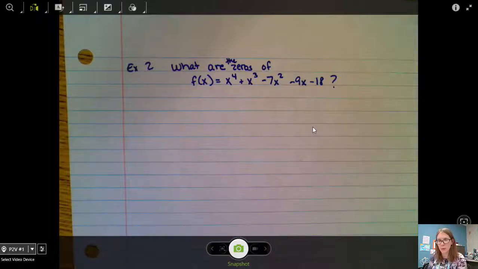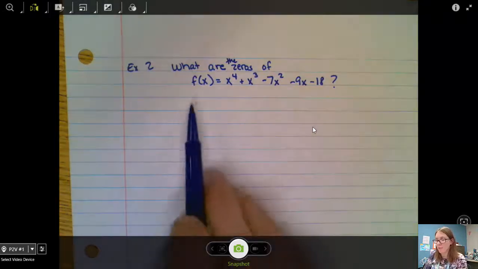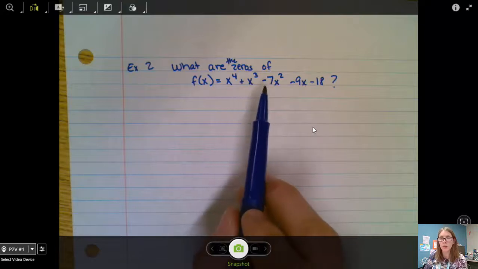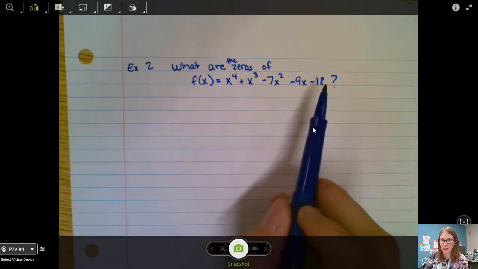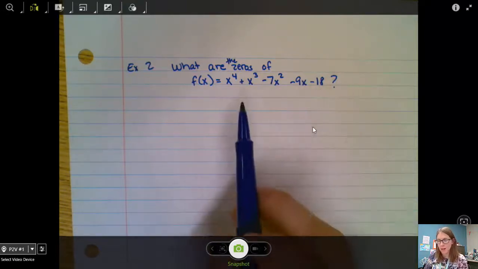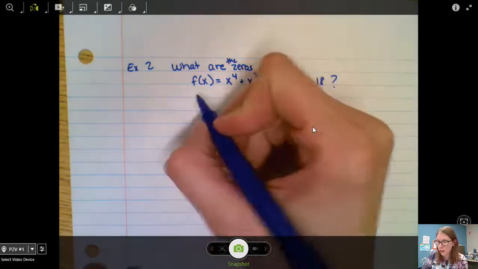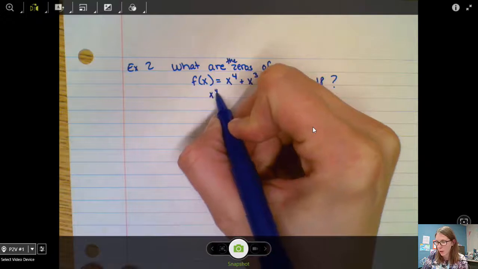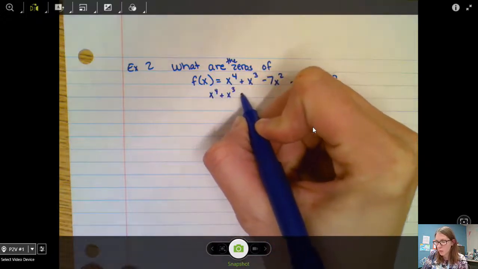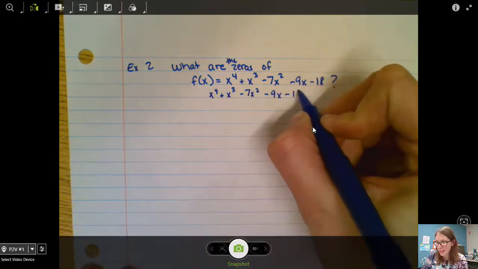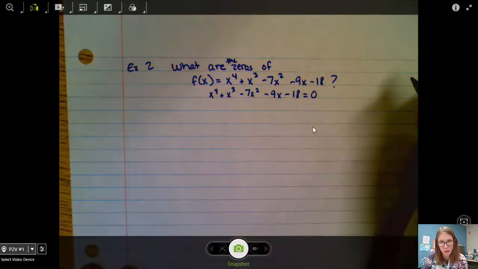We're going to go through a similar process again in example 2 here, where we're trying to find what the zeros are of this function f of x equals x to the 4th plus x cubed minus 7x squared minus 9x minus 18. Now remember that zeros, x-intercepts, solutions, all the same thing. So we're really finding, hey, when does x to the 4th plus x cubed minus 7x squared minus 9x minus 18, when does this actually equal 0?